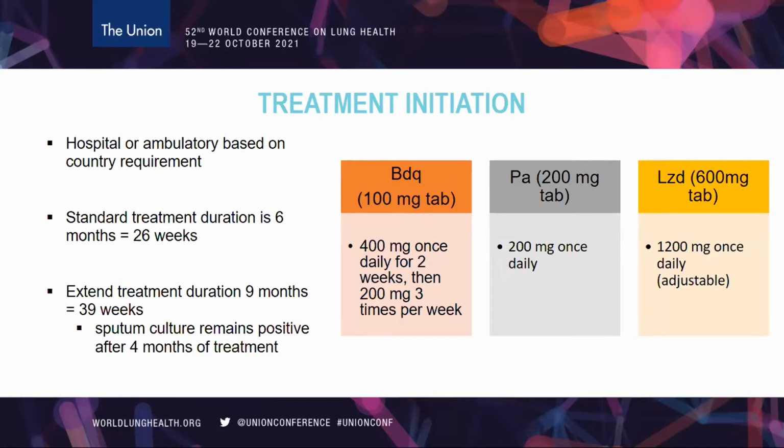Treatment initiation. Depending on the country policy, treatment can be initiated either on an ambulatory basis or on a hospital basis. The duration of treatment is 6 months. However, treatment can be extended to 9 months for patients who still have a positive culture after 4 months of treatment. For these patients, the treatment duration will be extended to 9 months. As for the dosage of the components in the BPaL regimen, bedaquiline is 400 milligrams for 2 weeks, then 200 milligrams 3 times per week. Pretomanid is 200 milligrams throughout the treatment, and linezolid is 1,200 milligrams, which can be adjusted.